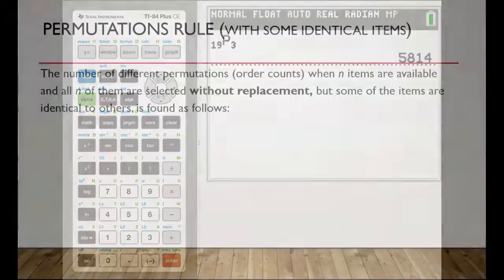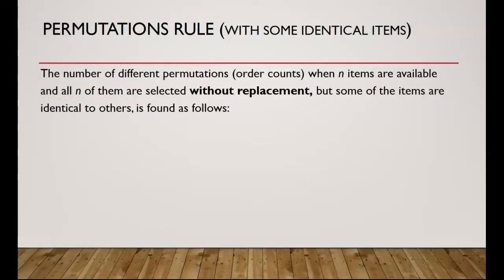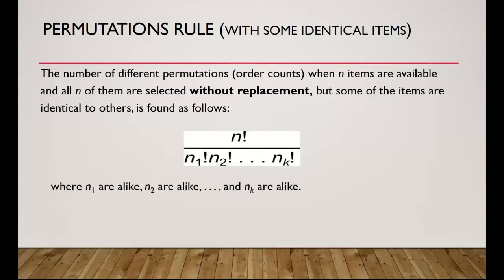The number of different permutations when n items are available and all of the items are selected without replacement, but some of the items are identical to others, is found by the formula: n factorial divided by n1 factorial times n2 factorial, and so on, for however many sets of duplicated items there are, where n1, n2, and so on are the counts of items that are identical to each other.